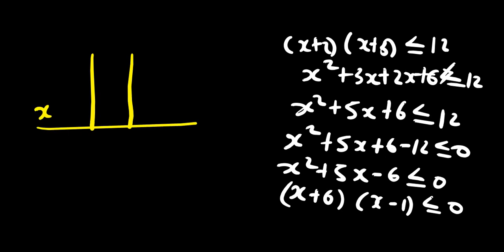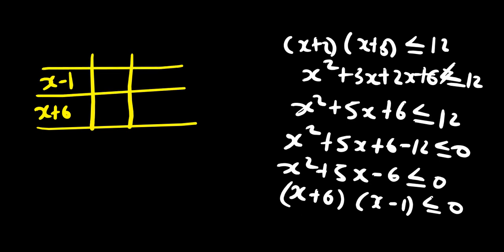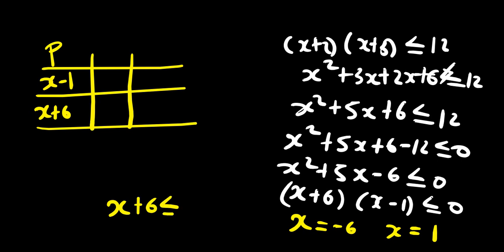I have x plus 6. I also have x minus 1. What are these ones doing? They're multiplying, so we're finding the product, and then what would be the values of x? So x will be equal to negative 6, and x will be equal to 1. Or I just use the same inequality. I'm going to say x plus 6 is less than or equal to 0.